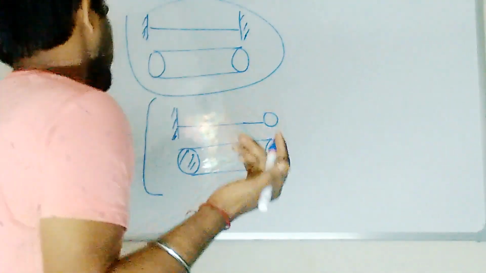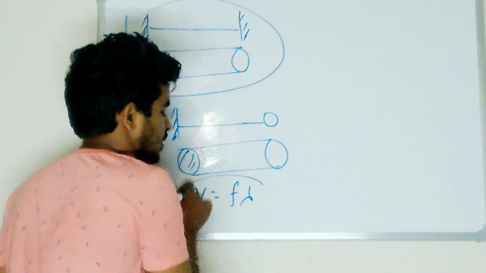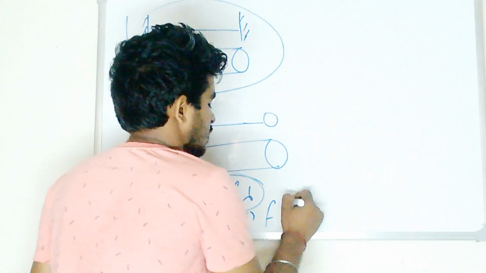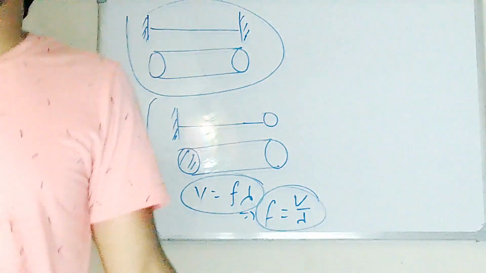I already said velocity is frequency into lambda. From here we got frequency equals v divided by lambda. This basic thing we already completed, we already know.